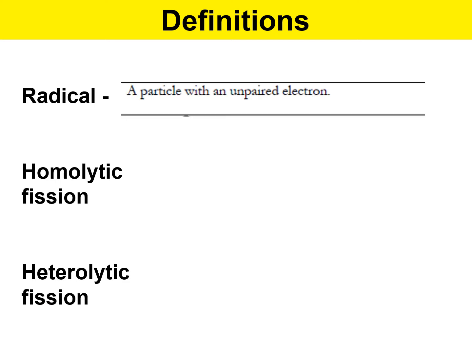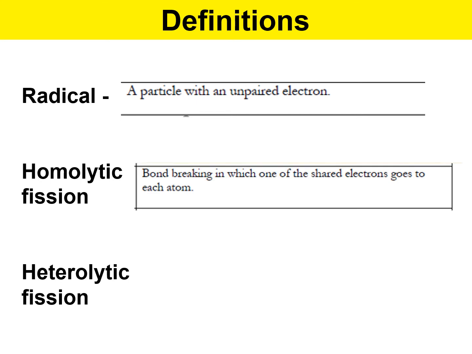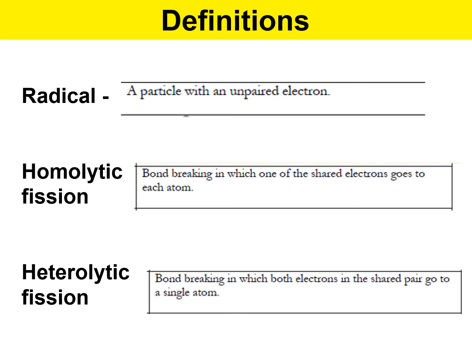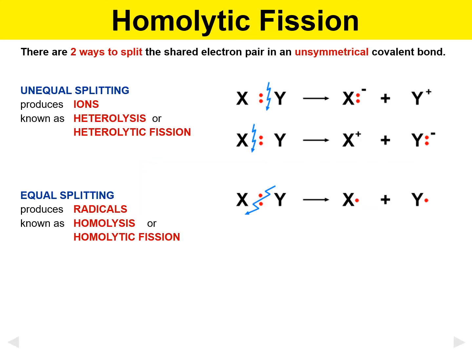A radical is a particle with an unpaired electron. Homolytic fission is bond breaking in which one of the shared electrons goes to each atom. And heterolytic fission is bond breaking in which both electrons in a shared pair go to a single atom. In this mechanism, we will be looking at homolytic fission.